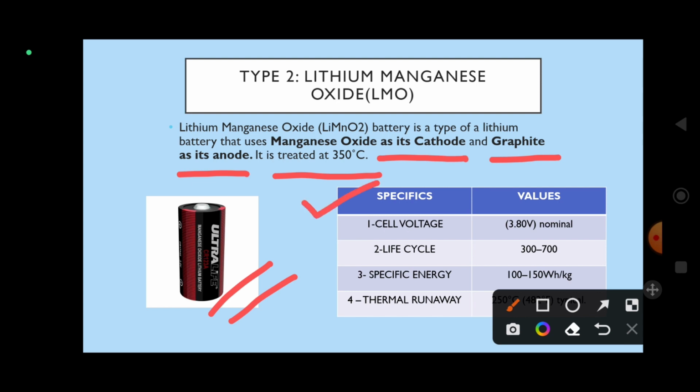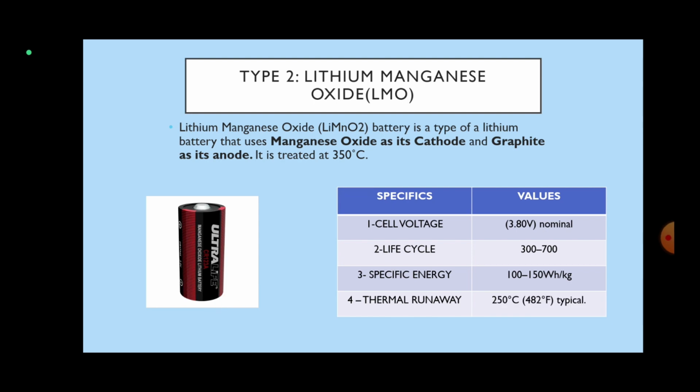Here are some specific characteristics of lithium manganese oxide. Value for cell voltage is 3.80 volt nominal. Life cycle is 300 to 700 cycles, which itself is very less. Specific energy is termed as 100 to 150 watt hour per kg, and the thermal runaway is 250 degrees Celsius. If you want to convert it to Fahrenheit, it becomes 482 Fahrenheit.